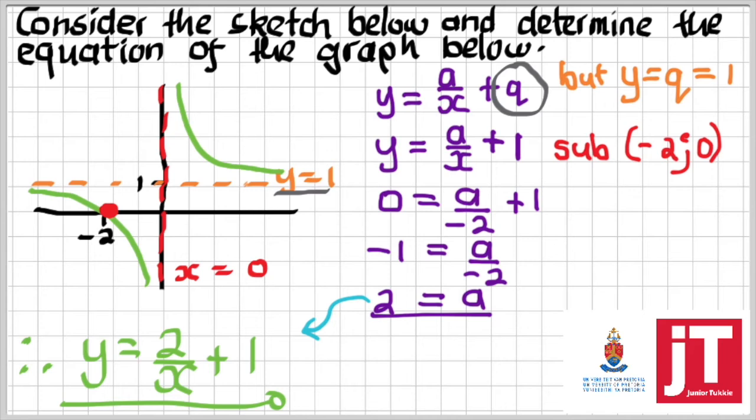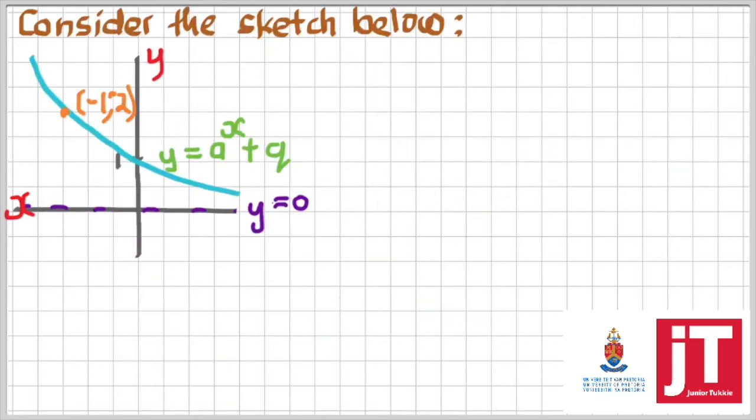Again, just as a reminder, that a value is positive, and if you recall from theory, if you've got an a value which is positive, you expect your curves to be in quadrants 1 and 3. So our results are consistent with what we expect in theory. We move on. Consider the sketch below.